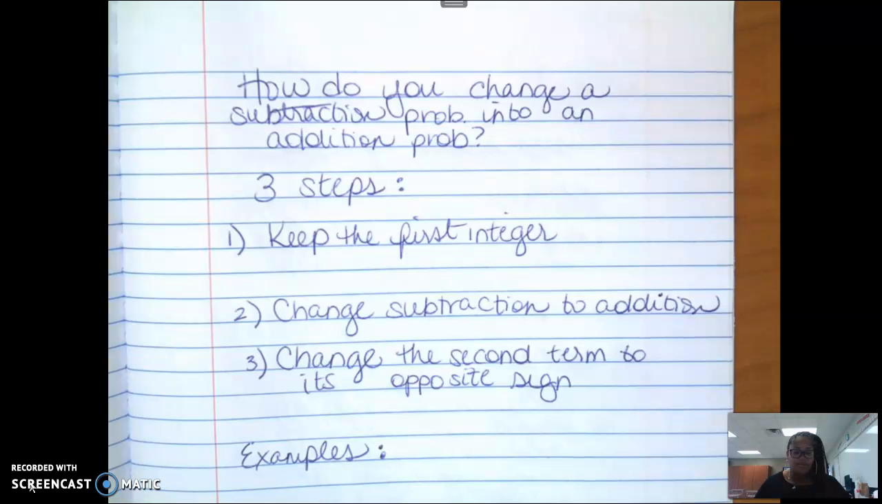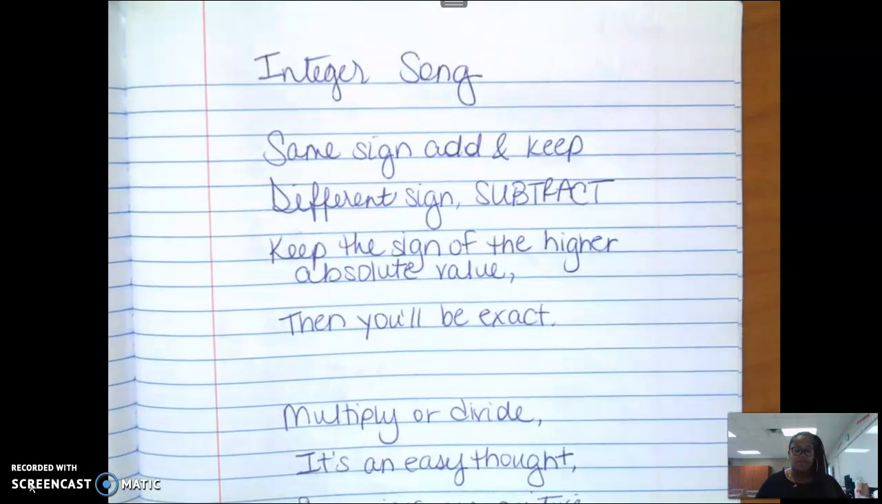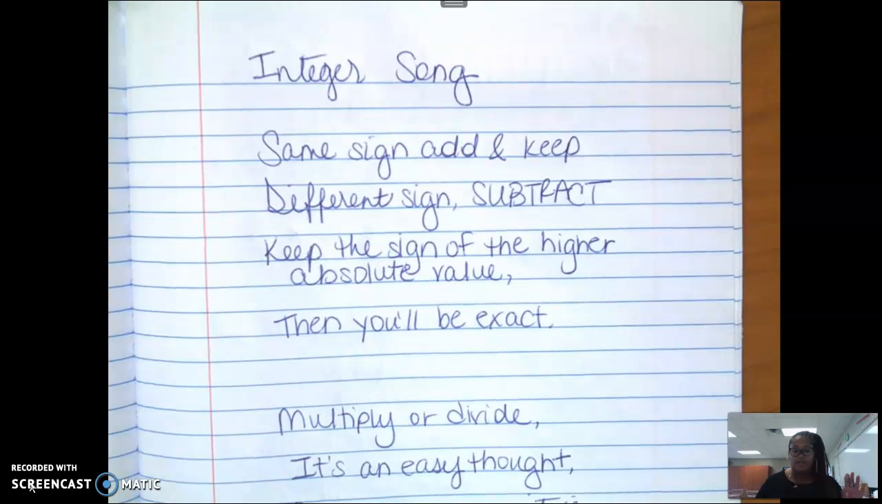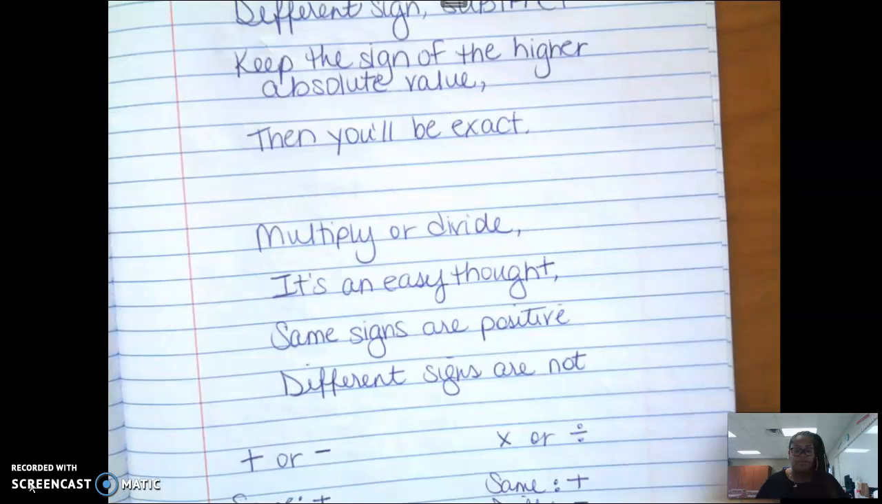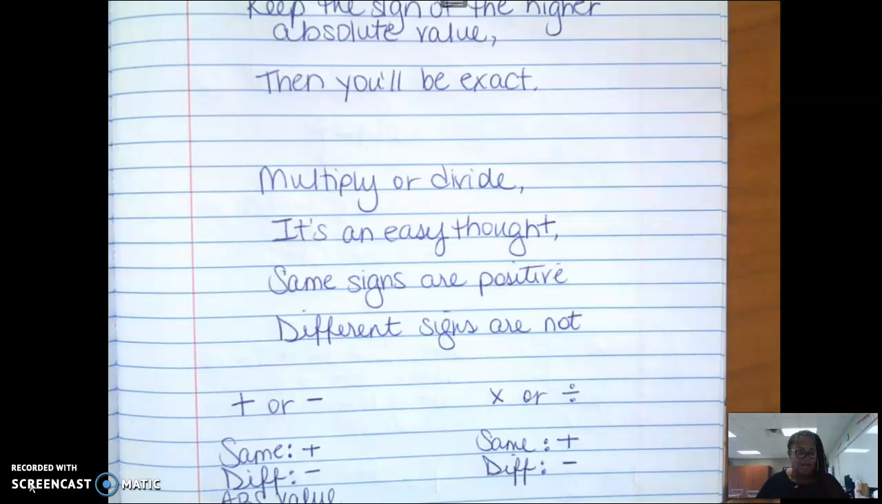First, you keep the first integer. Second, you change subtraction to addition. And third, you change the second term to its opposite sign. And we sang the integer song: same signs, add and keep; different signs, subtract, keep the sign of the higher absolute value, then you'll be exact; and multiply or divide, it's an easy thought: same signs are positive, different signs are not.